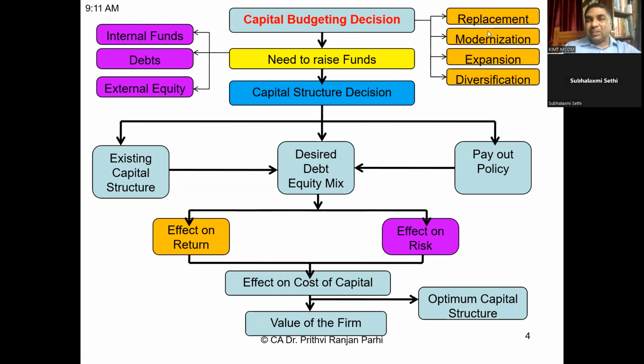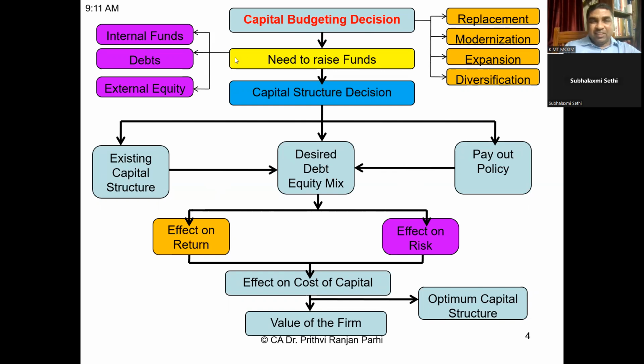Maybe we have to replace some asset, we need some money for modernization, maybe for expansion, maybe for diversification. For this thing, we need money. That is called as capital budgeting decision, the investment decision. For that investment decision, there is a need to raise fund. पैसा तो दरकार, जिनसे किना हो. There is a need to raise fund.